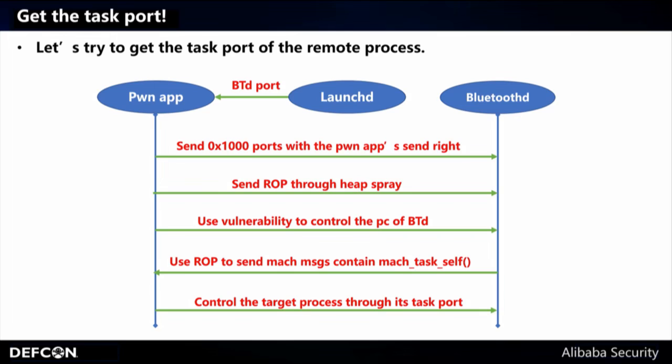Okay, so let's try to get the task port of a remote process. Here are the steps. First, we ask launchd to get the port name of bluetoothd. Then we send a lot of ports with the PoC app's send rights to bluetoothd and send ROPs through heap spray. After that, we trigger the vulnerability to control the PC of bluetoothd. After that, we use the ROP chain to send Mach messages, which contain the task port of bluetoothd, back to our PoC app. After that, we can control the whole target process through its task port.